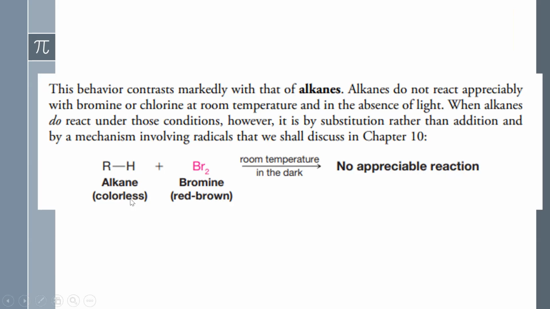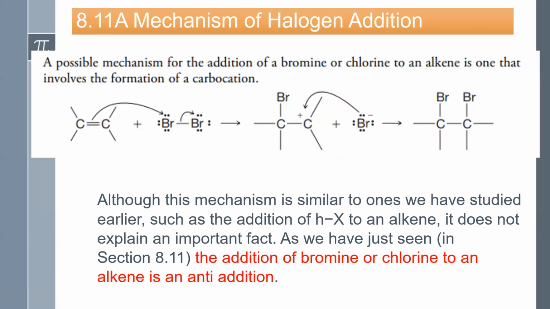For example, if you have your alkane, the bromine starts red-brown, and at the end of the reaction it is still red-brown. Which means bromine doesn't react with your alkane. In a similar way, if you have your benzene here, even though there are double bonds in benzene, the bromine doesn't react with it. And why is that? When we go to aromatic compounds, we'll discuss why it would be so.